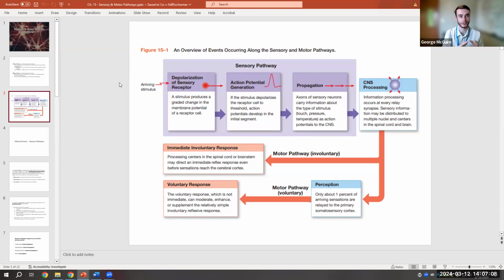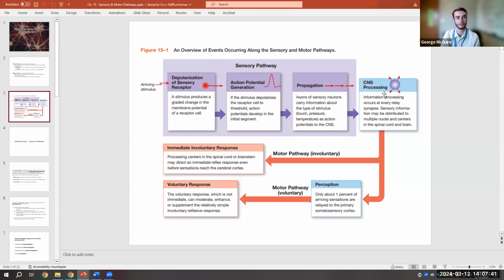So we have graded potentials that will lead to action potentials, and that will ultimately cause a graded potential on the next axon, on the next neuron, which will lead to another action potential down that axon, etc. So yeah, keep that in mind. So we have our stimulus causing a graded potential. If that graded potential reaches threshold, that will cause an action potential to travel down that axon to the spinal cord in the case of sensation. And so that's all propagation, the propagation of that action potential along that axon.